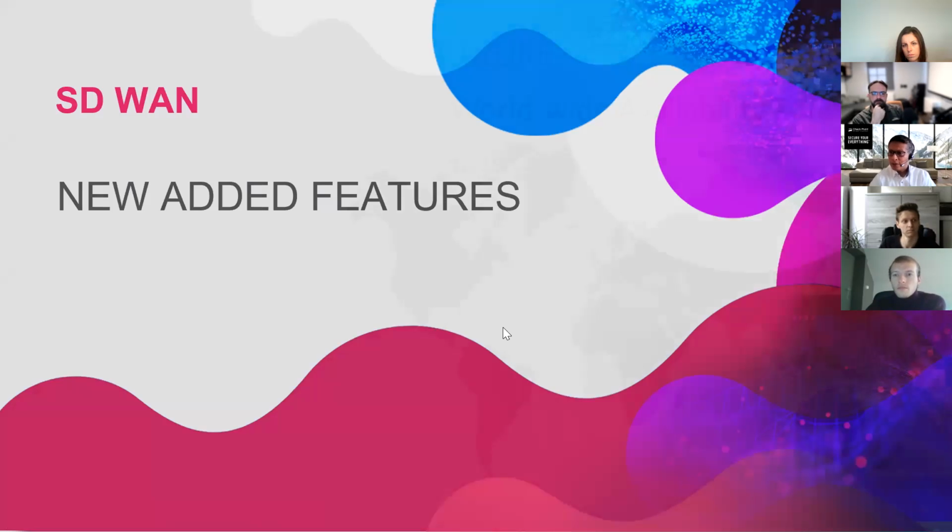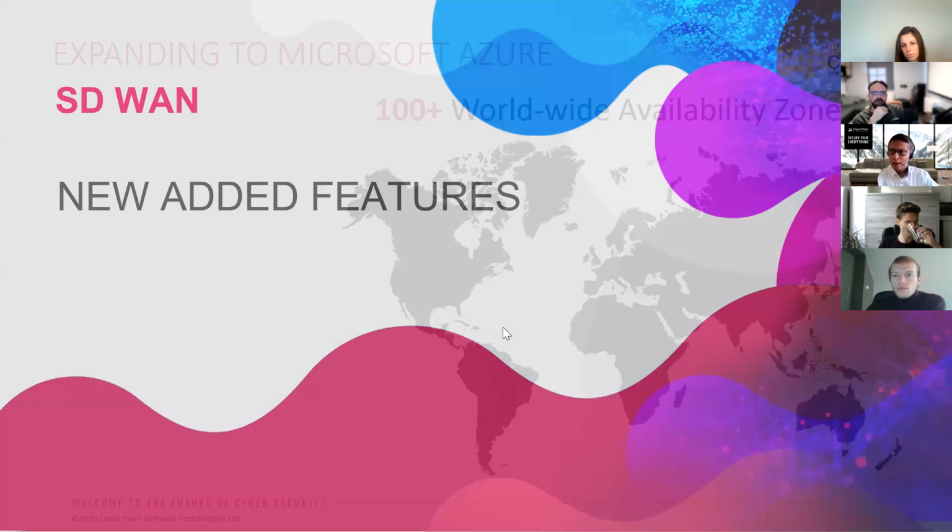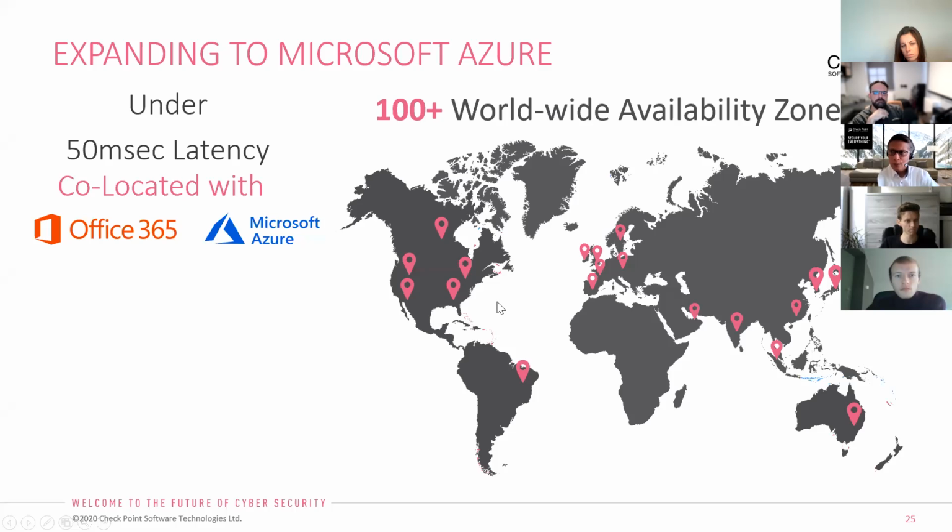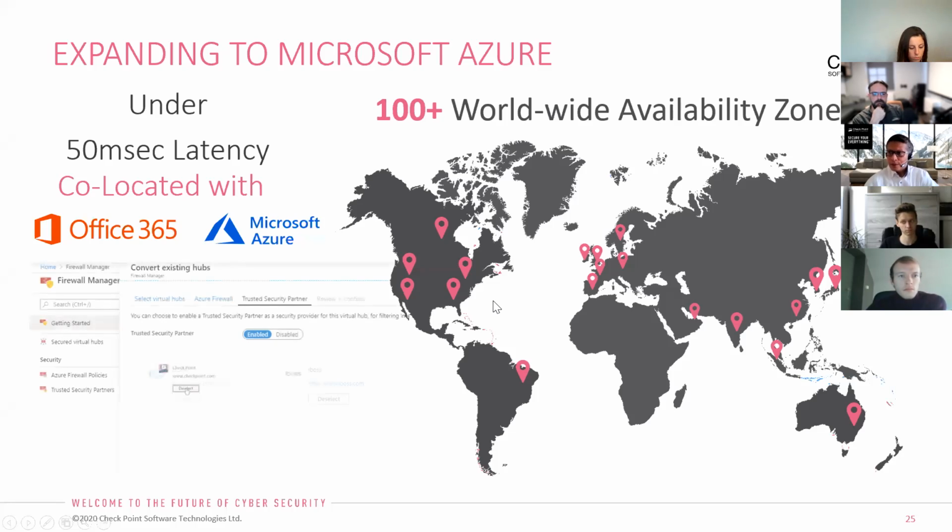One of the features that we have is the expansion to Microsoft Azure as well, in order to connect for everything concerning identity protection, for instance. So you can really add extra security by using extra hubs to connect to this.